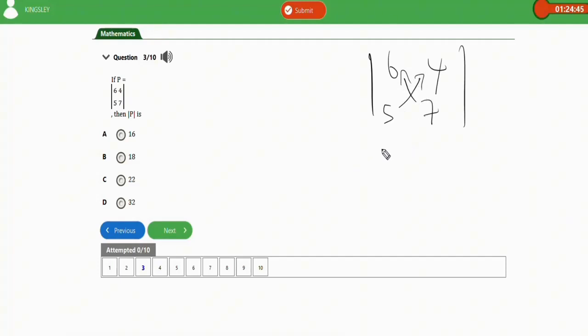It's going to be, so 6 times 7 will give you 42, minus 5 times 4 is 20. So 42 minus 20 will give you what? 22. So the correct option is option C. It's as simple as this. So let's wipe this and solve the next question.